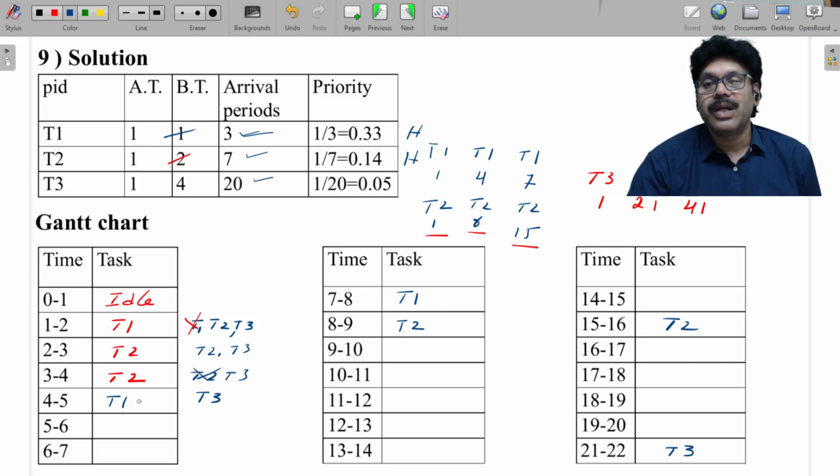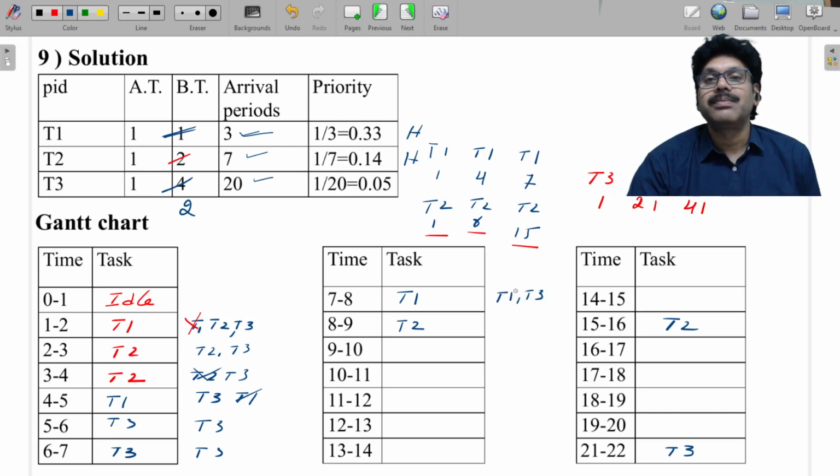Unfortunately, T1 also wakes up, and between T1 and T3, T1 has the higher priority. So T1 is executed here, for 1 unit only, and is cleared. Now in these slots nobody else is there, but T3 is carried forward, so T3 will be executed. It needs a total of 4 units. T3 is given 2 units right now, and 2 are balance.